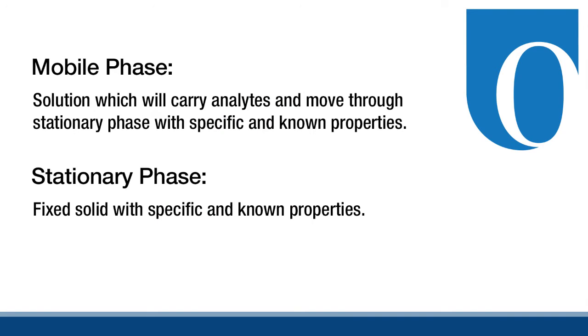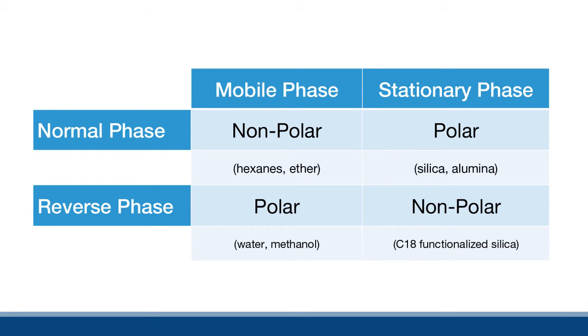This brings us to a new set of definitions, mobile phase and stationary phase. These terms are pretty self-explanatory. A mobile phase will be a liquid which will move through the stationary phase which does not move. There are two types of chromatography, normal phase and reverse phase. In normal phase chromatography, the mobile phase is a non-polar solvent such as hexanes or ether, and the stationary phase is a polar solid. The most commonly used stationary phase is silica gel, which has a polar hydroxyl group on the surface of the silica.